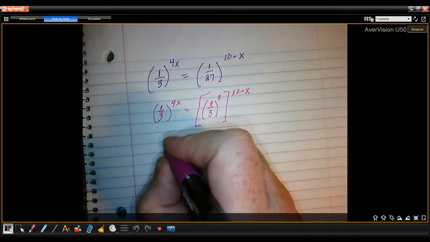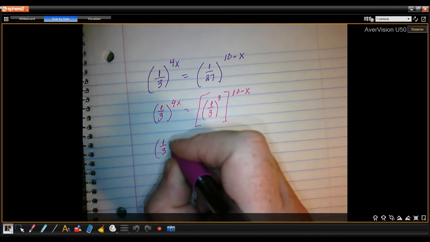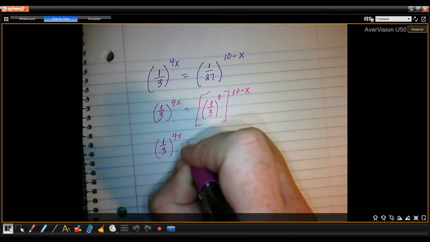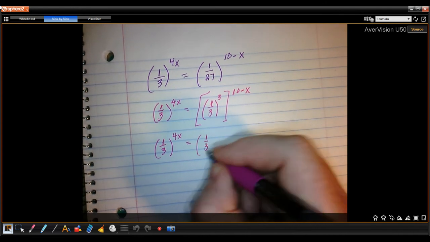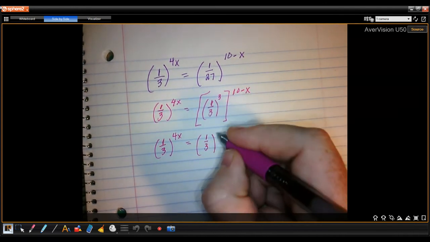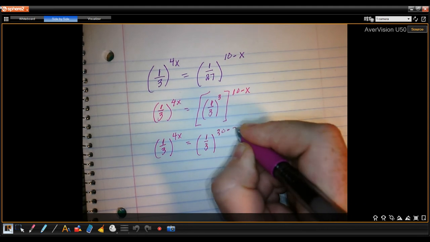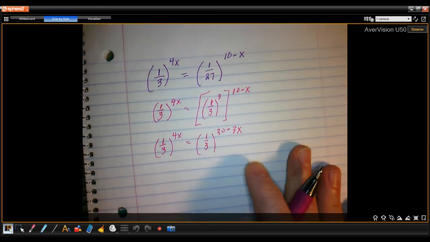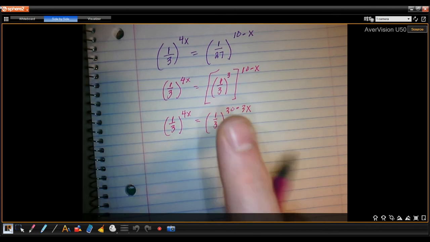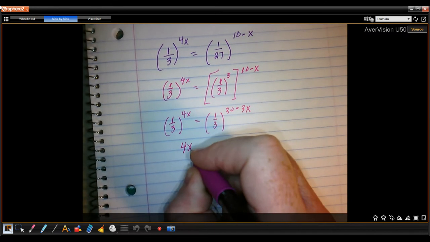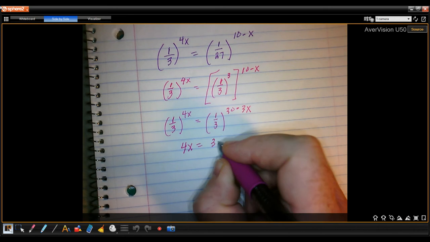That's what you want. So 1/3 to the 4x equals, well, this is 1/3 to a power to a power, you multiply. So 1/3 to the 30 minus 3x, like that. Now, these are the same. 1/3 is the same. So the bases are equal, the exponents are equal, which is awesome.